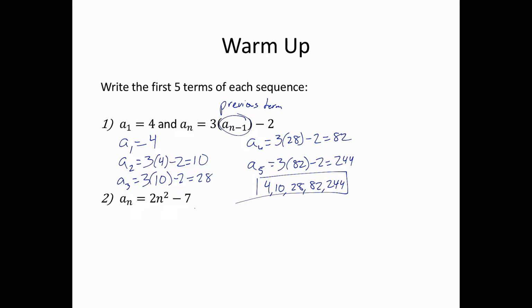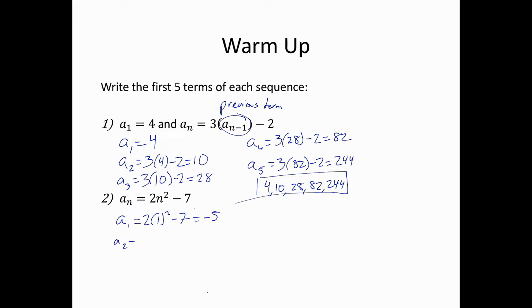Now that was a recursive formula because we had to keep referring back to previous information. This next one, a sub n equals 2 times n squared minus 7, that's an explicit formula. We don't need to know any previous terms to find whatever term we want to find. So we could, if we wanted to, find the 50th term just by plugging in 50. Well, we don't need to do that. We just need to find the first 5 terms. So we got a sub 1 equals 2 times 1 squared minus 7. 1 squared, doing that order of operations, the exponent's got to come first. 1 squared is 1, times 2 is 2, minus 7 is negative 5.